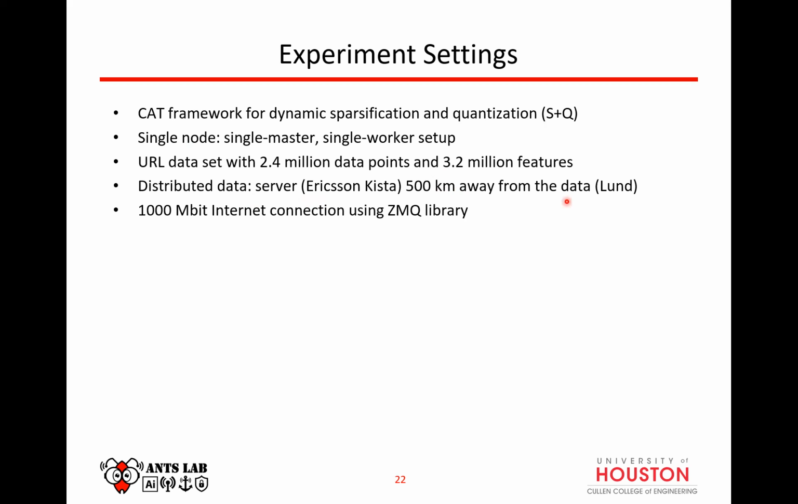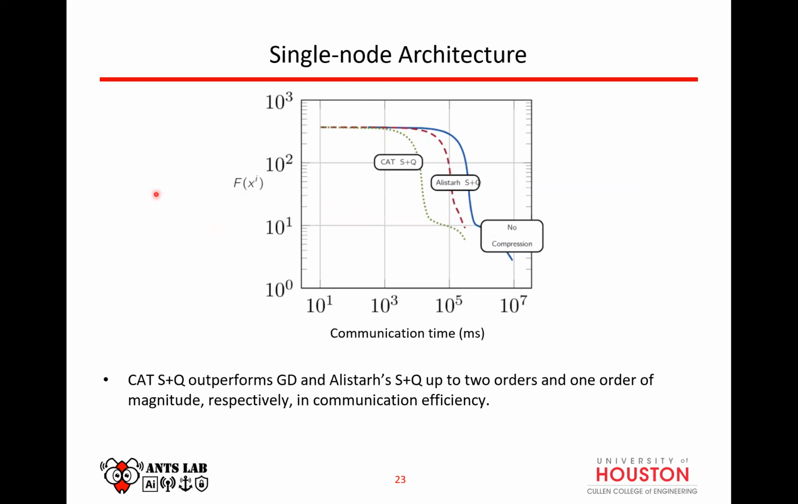And they say that the data is present on the worker, which is located like 500 kilometers away from the server. And they use a ZMQ library, and they use a 1000 megabit internet connection between the server and the client. And with this, they show their loss, the f of x training loss versus the communication time in milliseconds. You can see that the blue one is no compression.